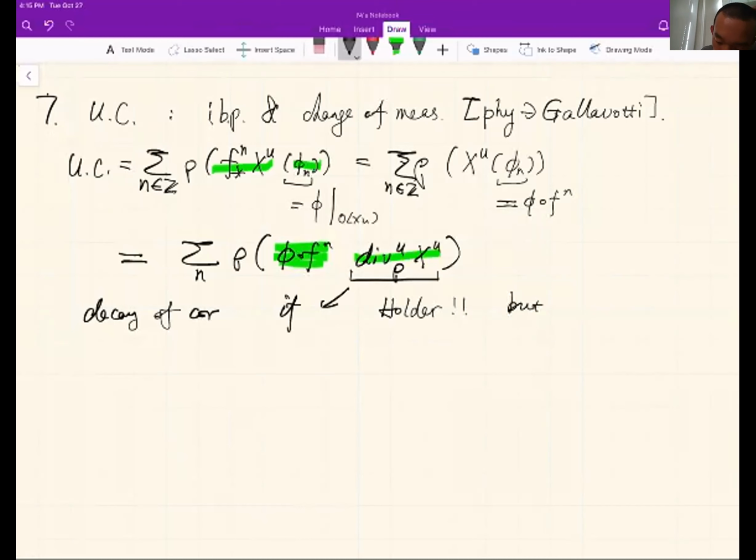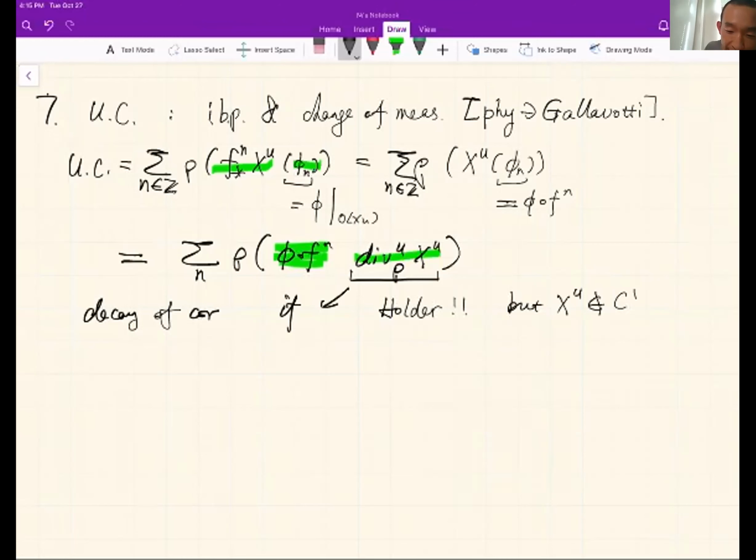However, a priori, this X^u is not even differentiable. At the point of definition, we only know that this unstable divergence is a distribution, but not a function. Later we're actually going to show that this distribution is indeed a Hölder continuous function. But it is not yet a function, it's not even a function yet.